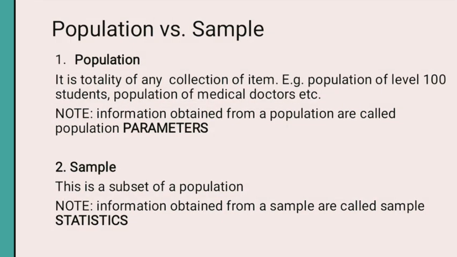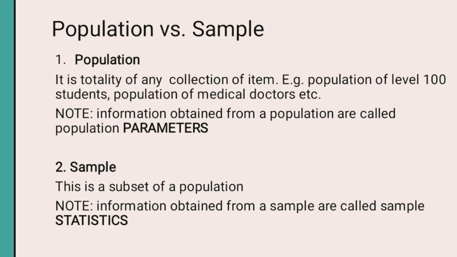Now let's consider the difference between a population and a sample. It is very important in statistics to differentiate between what we mean by population and a sample. A population is the totality of any collection of items. An example is a population of level 100 students, or a population of medical doctors. Oftentimes when we talk about population, a lot of people's attention is drawn to human beings, but note that population doesn't necessarily mean only human beings. The collection or totality of anything is termed a population in statistics.